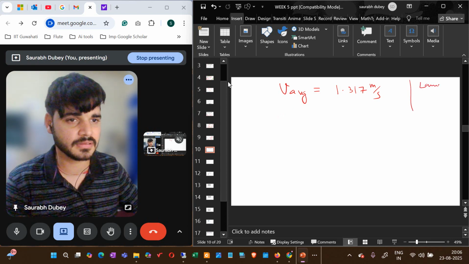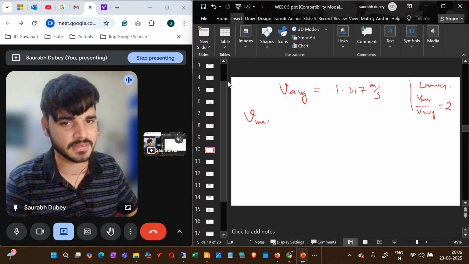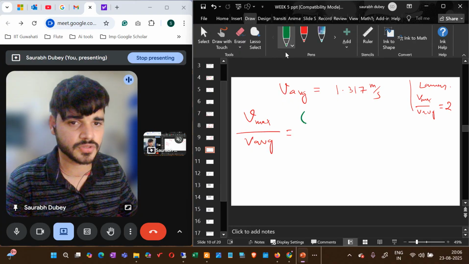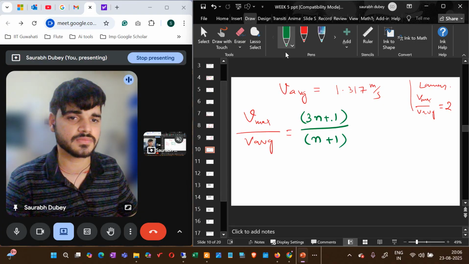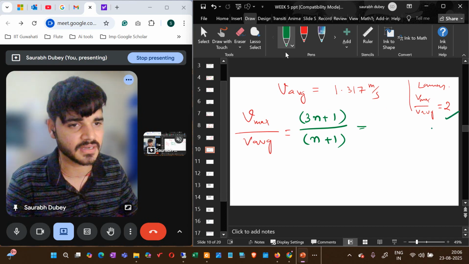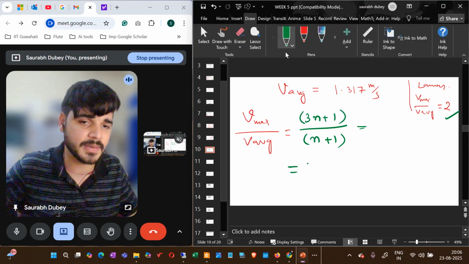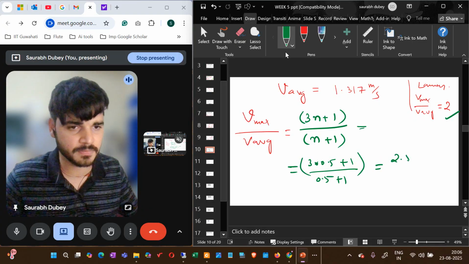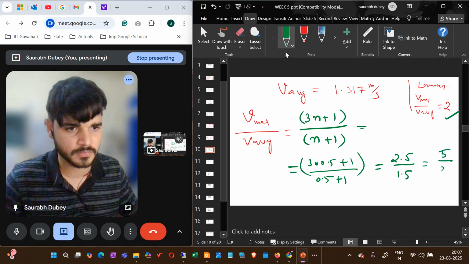Like in the laminar case, V max to V average equals 2, right? So here V max divided by V average, let me just change the color, equals what? 3n plus 1 divided by n plus 1, right? And once you use this one, n is 0.5. So for example, if you can verify, put n equals 1, it is 4 divided by 2, it is 2, right? It is verified. So here it is 0.5, so it is 3 into 0.5 plus 1 divided by 0.5 plus 1. Okay, it is 2.5 divided by 1.5. So it is 5 by 3, right?